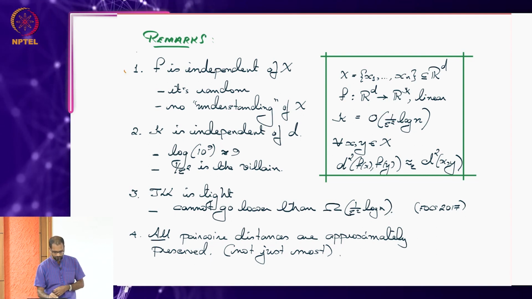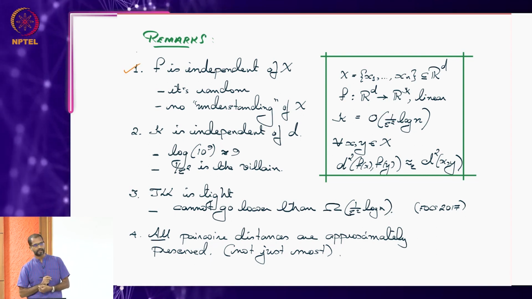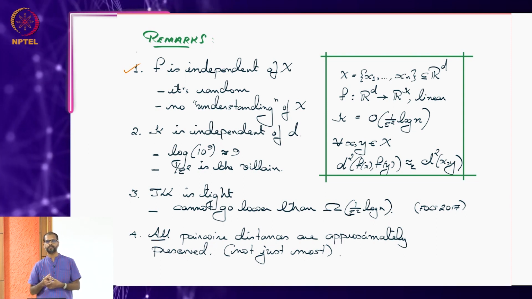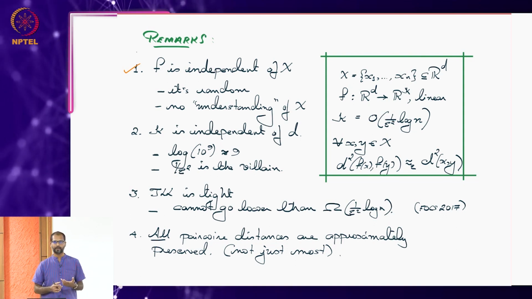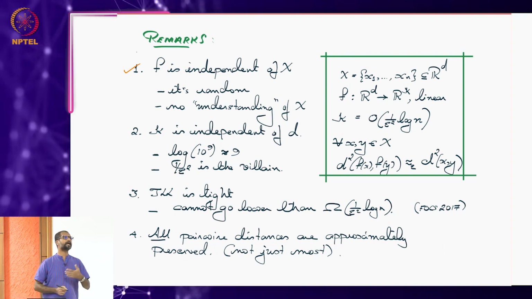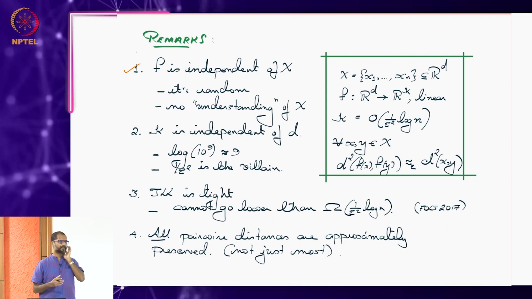Okay, that is the first remark I wanted to make. Another surprise is that the required dimension k for which all these guarantees will hold is independent of the ambient dimension. It only depends on n, the number of data points, and the accuracy you want, epsilon. That is also in some sense a bit surprising.